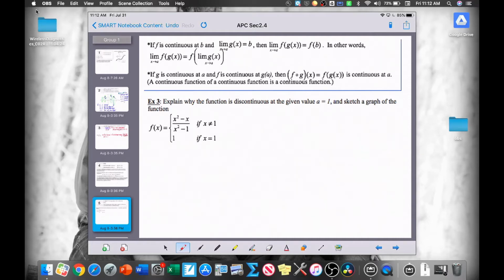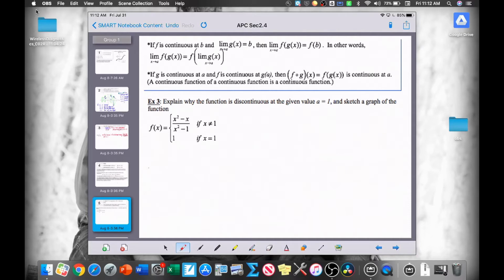Example 3 says, explain why the function is discontinuous at the given value a equals 1 and sketch a graph of the function. Well, first of all, f of x is a piecewise function, right? Because we've got that it is equal to x squared minus x over x squared minus 1 if our values of x are not equal to 1. And then our function is equal to 1 if x is equal to 1.